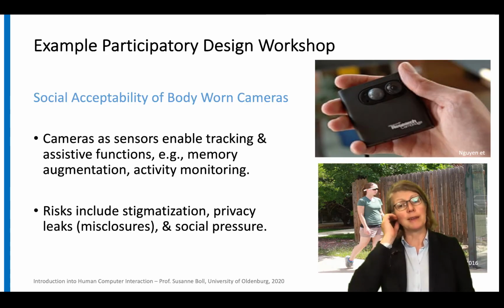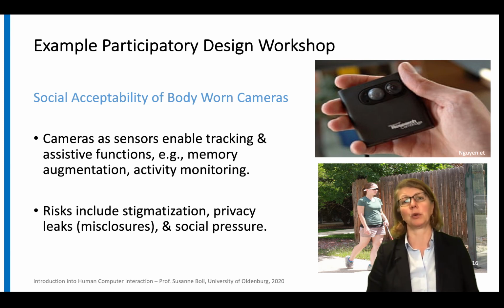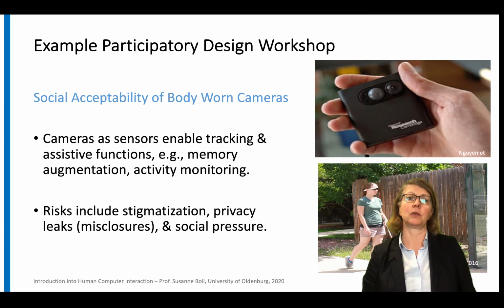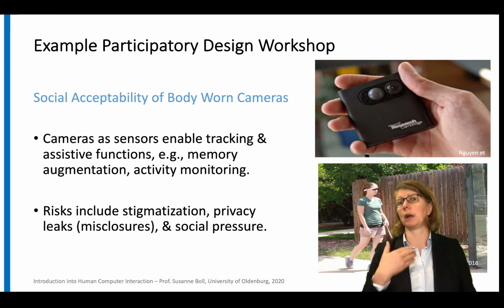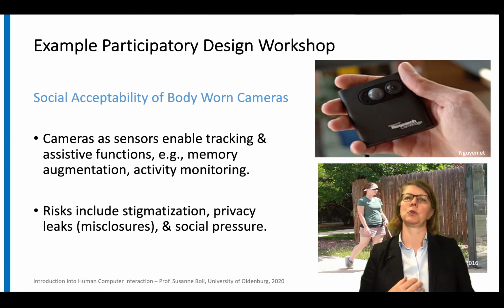So I'm showing you an example which might help you to understand this better. One of the research areas we have is social acceptability of body-worn cameras. So you see here two types of cameras. The first one is the Microsoft Sense camera, a very early prototype. You wear it around your neck and it's taking pictures several times a minute. And you might have privacy issues with that.